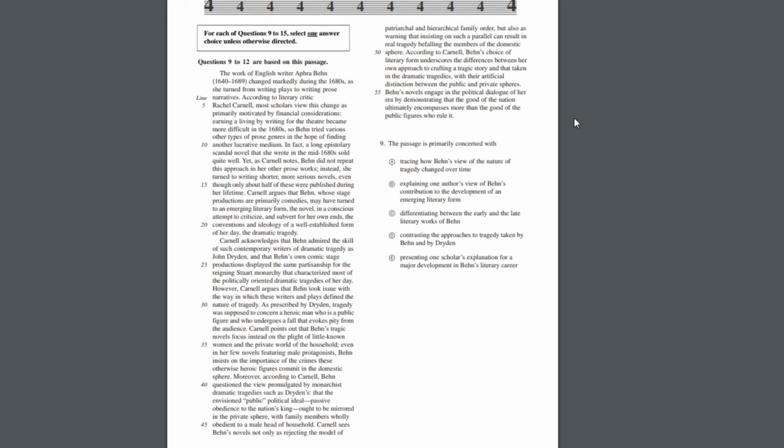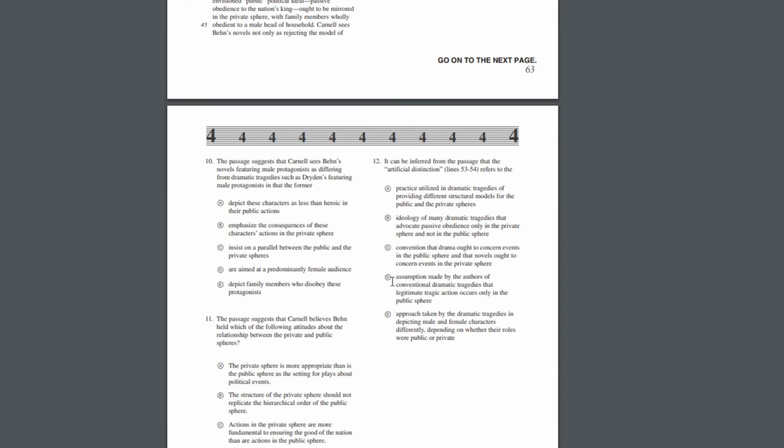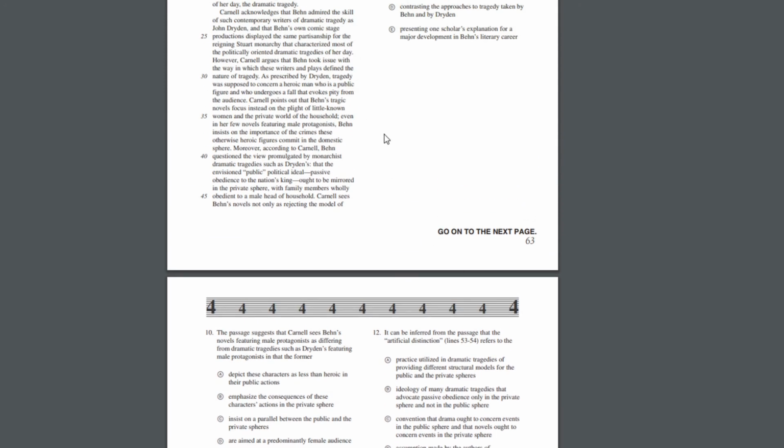So, just based on that line, we know that this artificial distinction is something taken by the writers of those other dramatic tragedies, in this case, probably Dryden. So, we now know that we should be assuming that this artificial distinction is a view that Dryden would have held based on how he's described. And if we go through these options, the answer ends up being D. Right? So it's an assumption made by the authors of conventional dramatic tragedies, that's Dryden, that's exactly what that line is asking for, that legitimate tragic action occurs only in the public sphere, which earlier on in the second paragraph, that is something that is spelled out as sort of a view that Dryden and other tragic writers of the time would have believed.